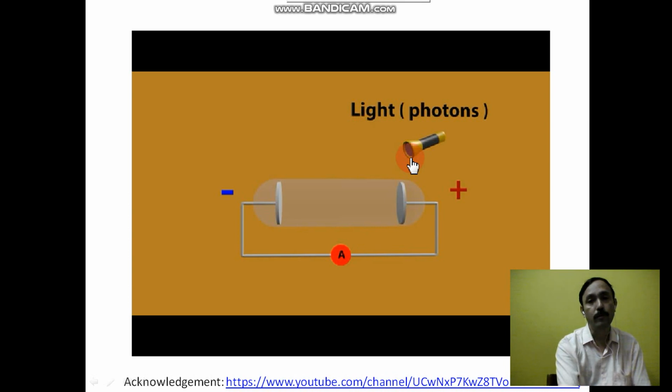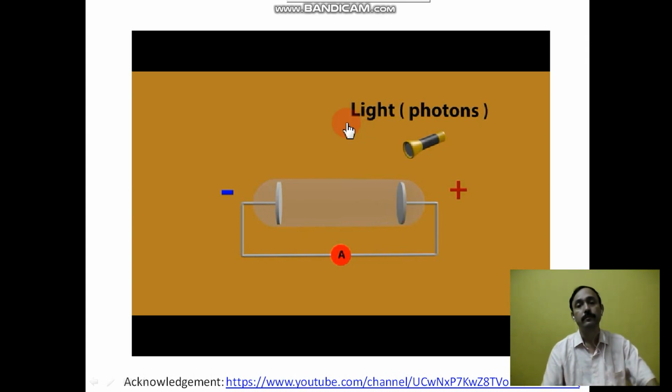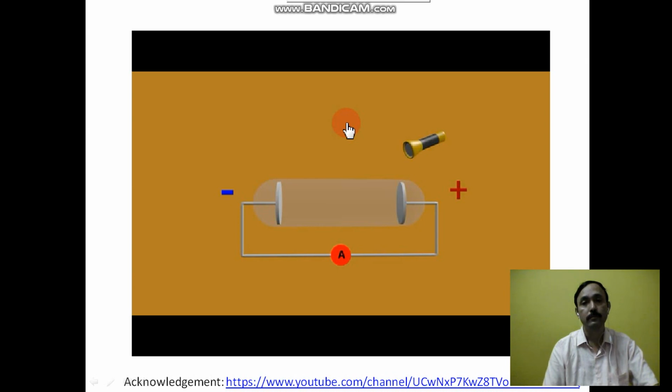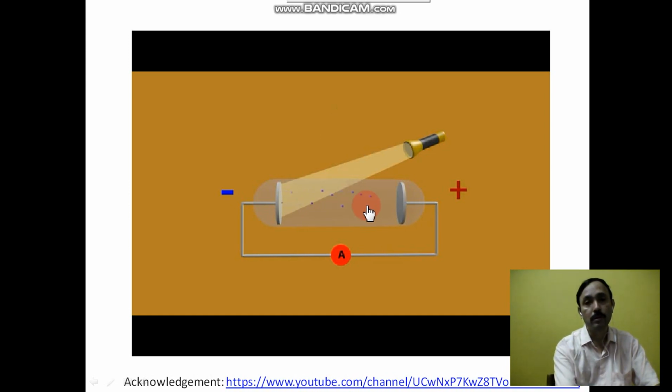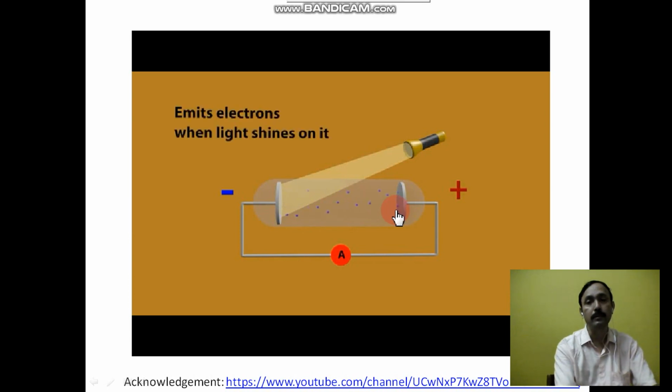Light in the form of photons is made to fall on the cathode. That means this surface is illuminated by light. Then electrons will be liberated and they will be attracted by the positive terminal electrode. These electrons are coming out and are attracted by this terminal. Then there is a flow of current. Flow of electrons means there is a current. We will get a deflection in the ammeter.